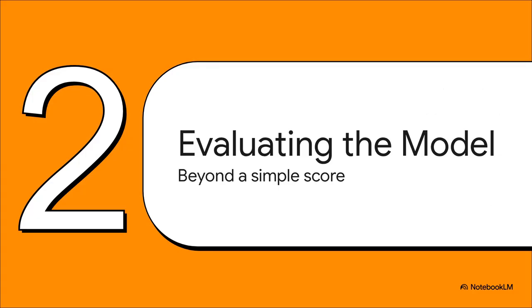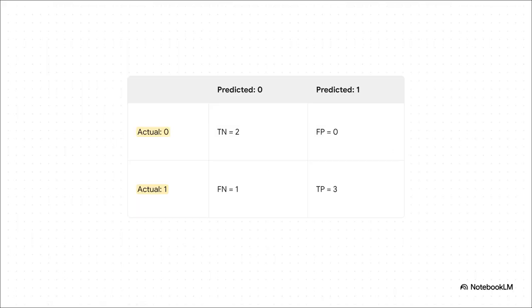And that one error right there proves that just saying it got 5 out of 6 right completely misses the point. We need a much smarter, much more detailed way to grade our model's performance. We need to understand the types of mistakes it's making. This, my friends, is a confusion matrix, and it is the absolute best tool for this job.